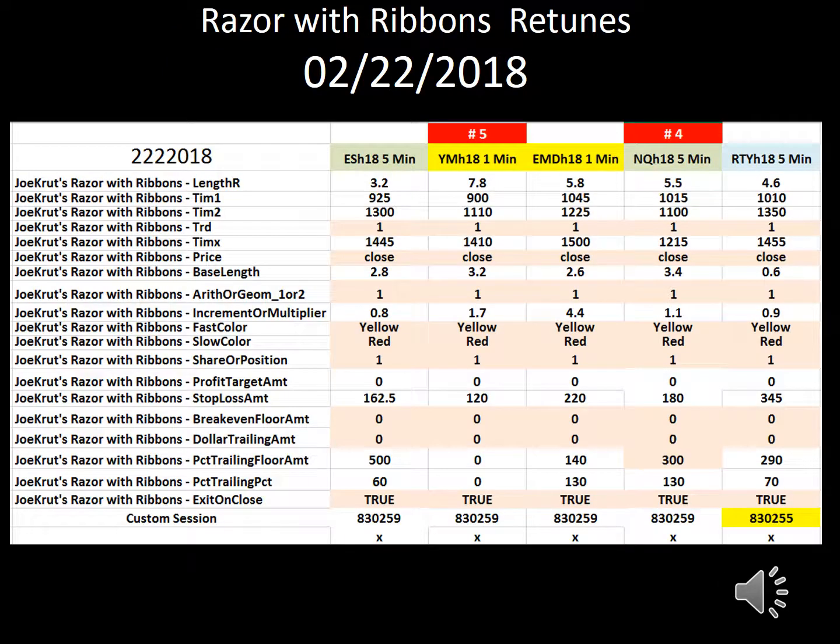Here's Razor with Ribbons, and if you're looking for something that doesn't take a lot of trades, you might look at number 5, Mini Dow. It's only a $120 stop. It doesn't have a trail or anything, or a real close timeout. It gets out at 210. But it's an interesting one to look at with Razor with Ribbons, and I suggest you do take a look at the Mini Dow there.